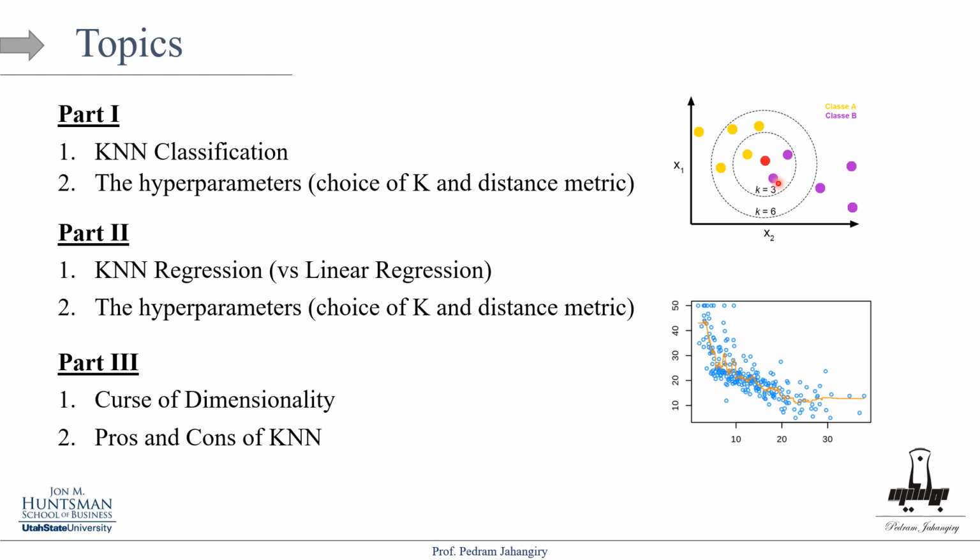K is simply how many of these observations do you want to have in a neighborhood. So here in this example, K is equal to 3, and then in the bigger circle, K is equal to 6, and so on, right? So that's a hyperparameter that we need to pick before training the model.